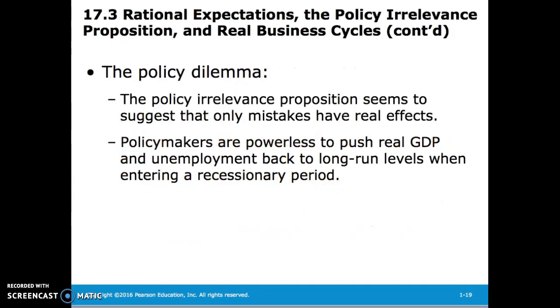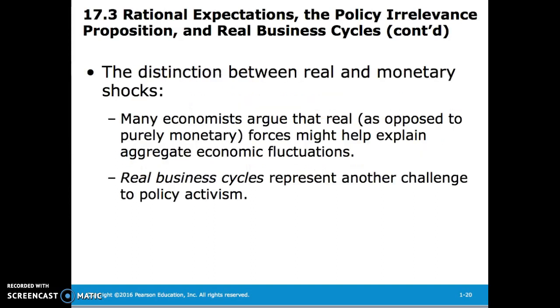These lead us to the policy dilemma. The policy irrelevance proposition seems to suggest that only mistakes have real effects, so then policymakers are powerless to push real GDP and unemployment back to long-run levels when entering a recessionary period.